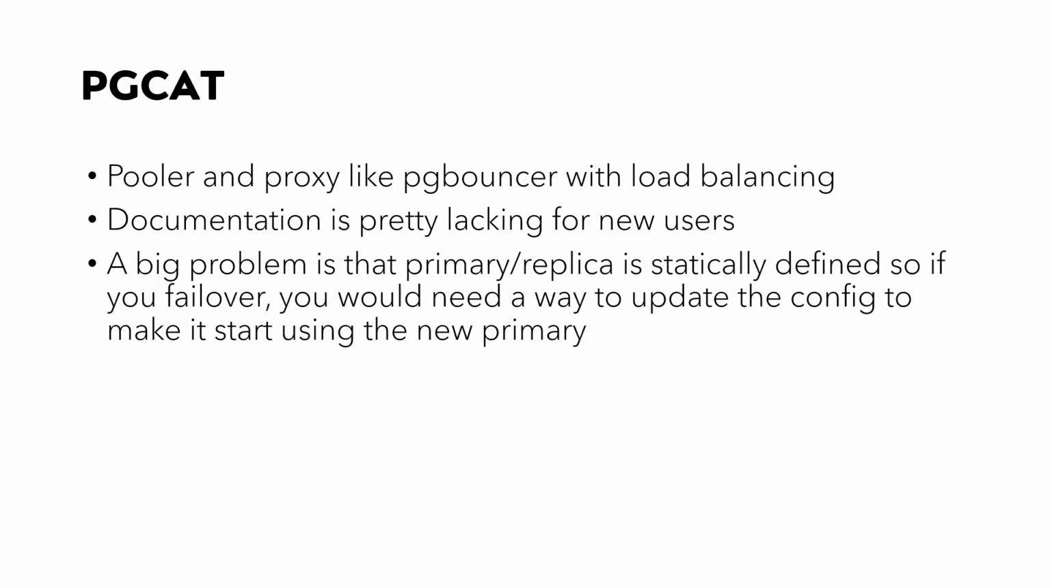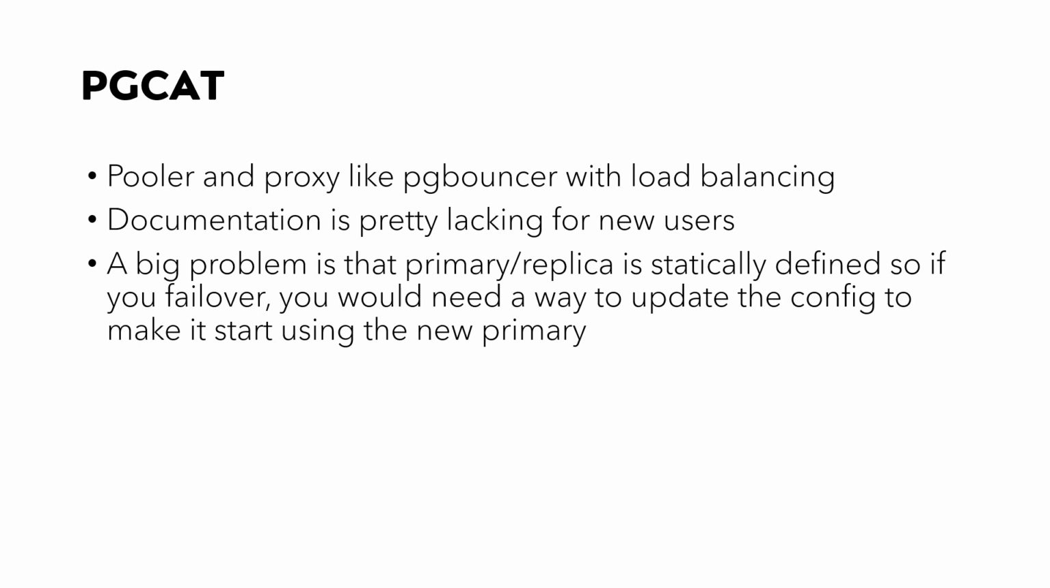The one that probably looks the most promising, or the most modern, I guess, the most up-to-date, is pgcat. So this does pooling of connections, which we haven't really talked about, and it also does a proxy like pgbouncer. So it kind of does the load balancing bit, but the documentation, again, is pretty patchy, pretty hard to understand.